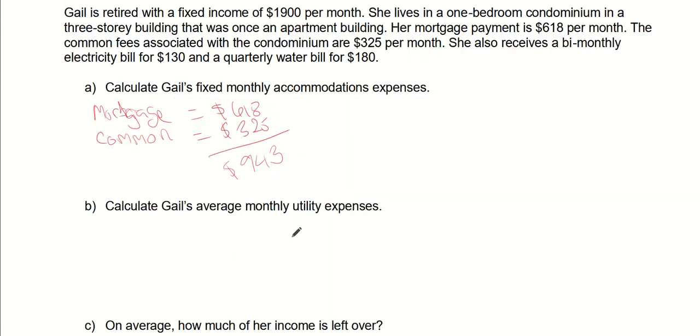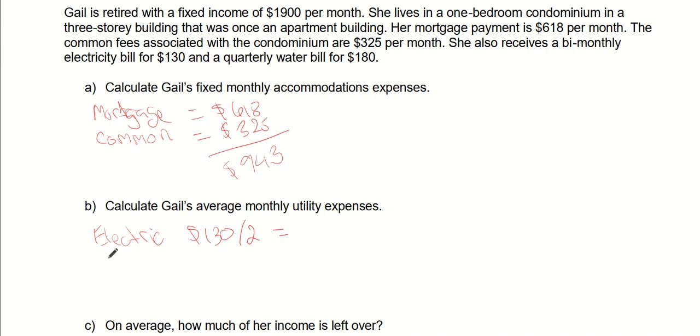Now let's calculate her average monthly expenses. So what does she have for monthly expenses? She has an electric bill. She has a bi-monthly electric bill, and it's bi-monthly, so it's every 2 months. So this value here, $130, you divide that by two, because you get that bill every 2 months. So per 1 month, it should be a little bit less. I'll calculate that in a second.